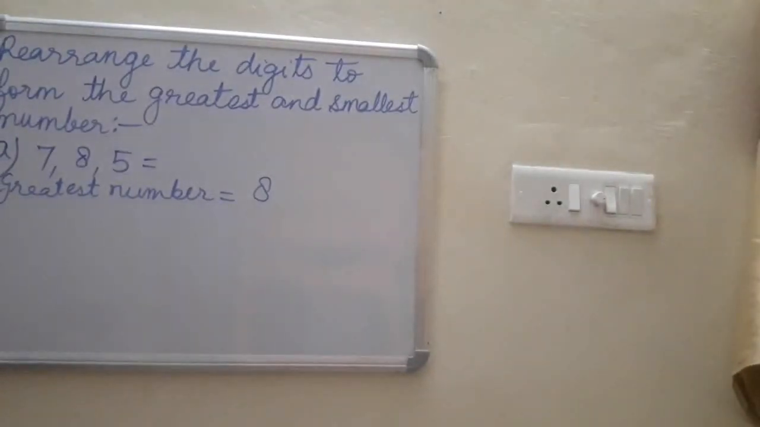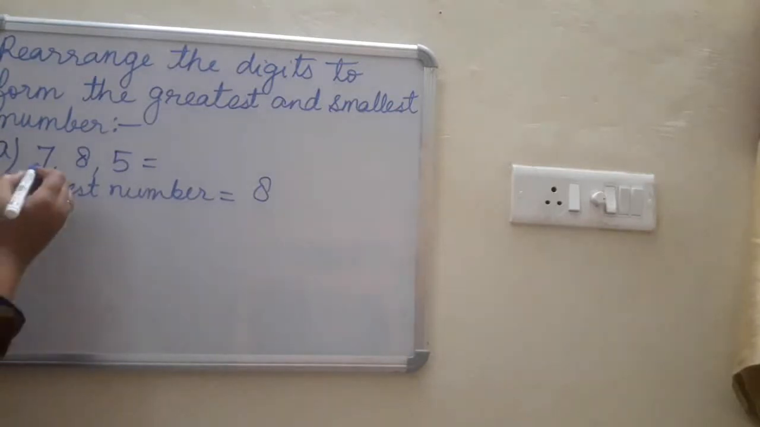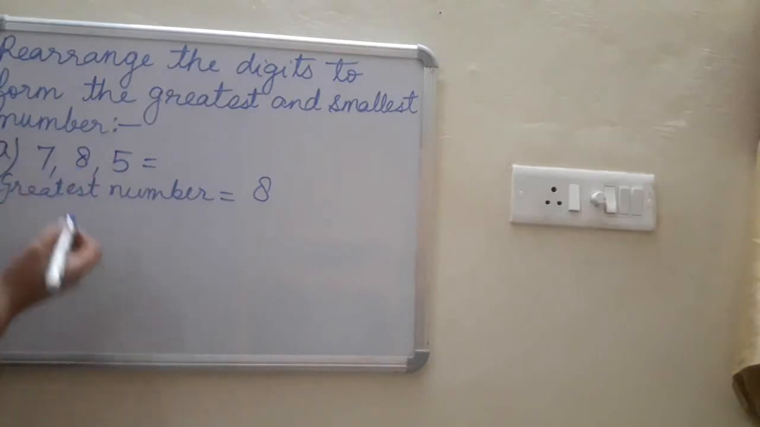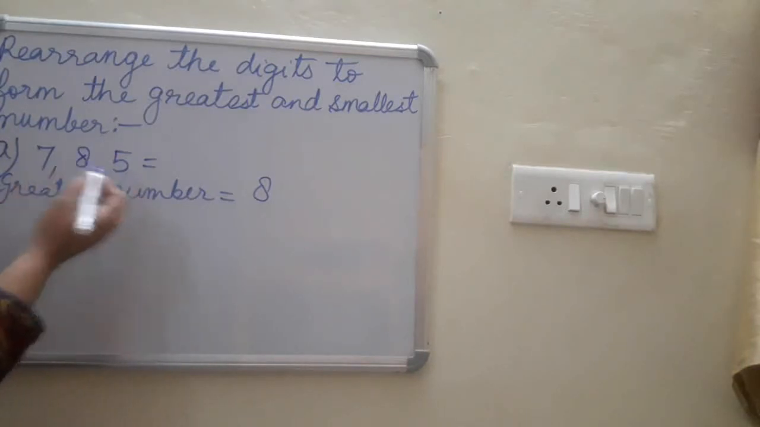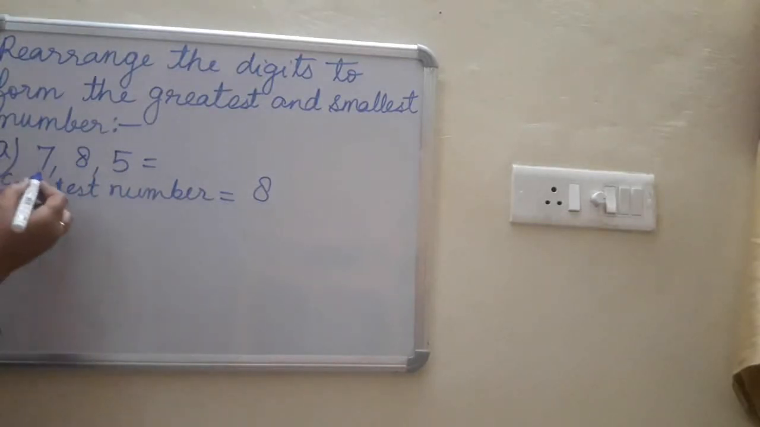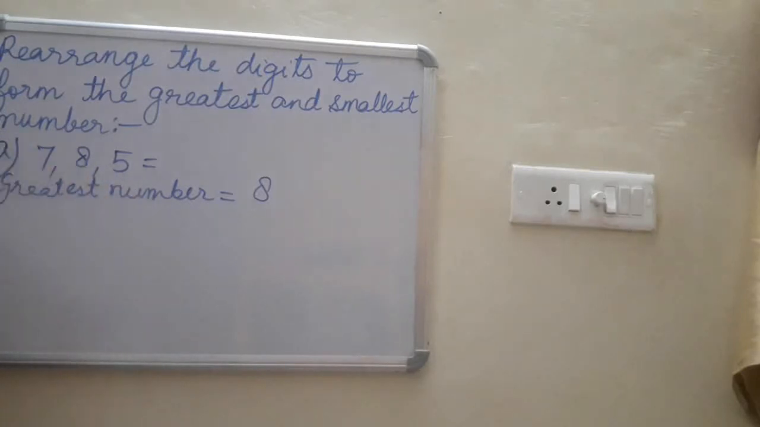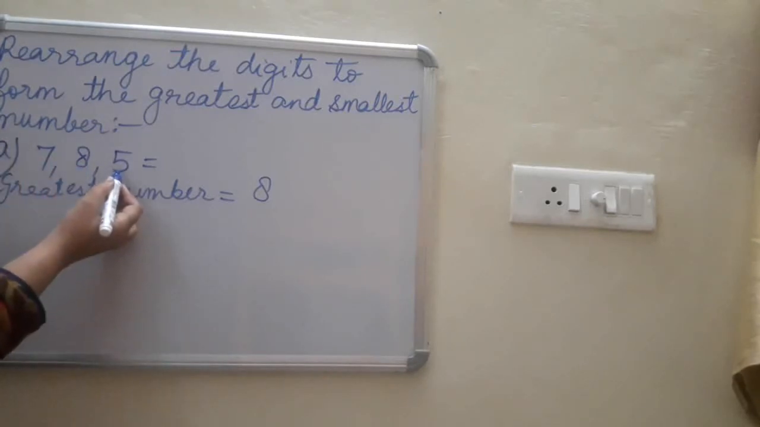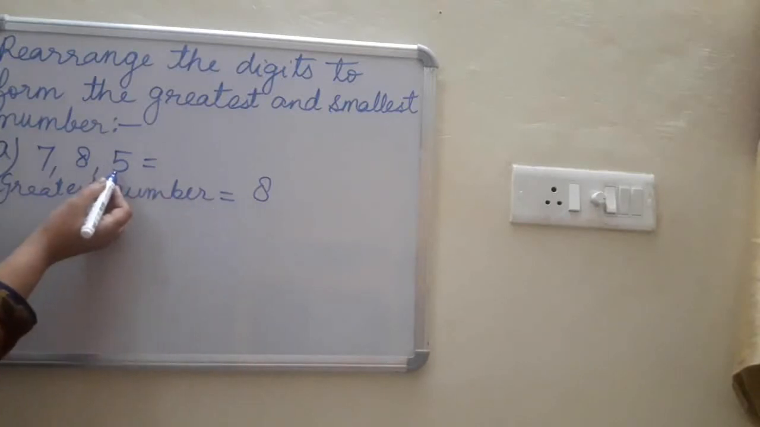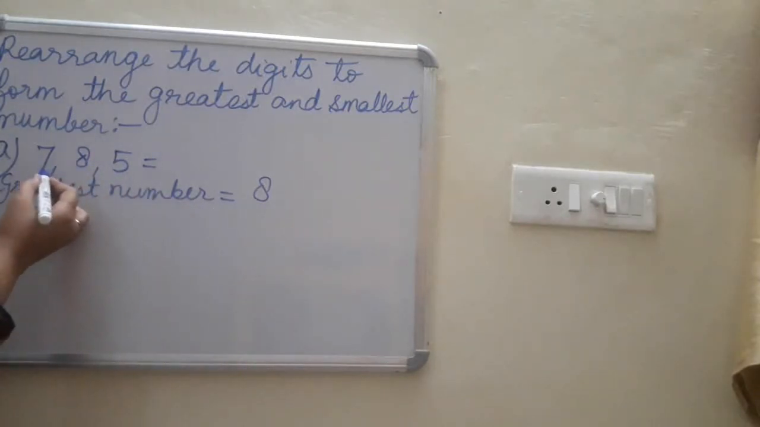Now the next step is to pick up the digit which is just smaller than the digit 8. So after 8 we are left with 2 digits, that is 7 and 5. Now let us see which digit is just smaller than the digit 8. So we can see the digit 7 is just smaller than 8. Though 5 is also smaller, we will not take 5. Why? Because 5 is not the just smaller. 7 is just smaller than 8. So we will take 7.